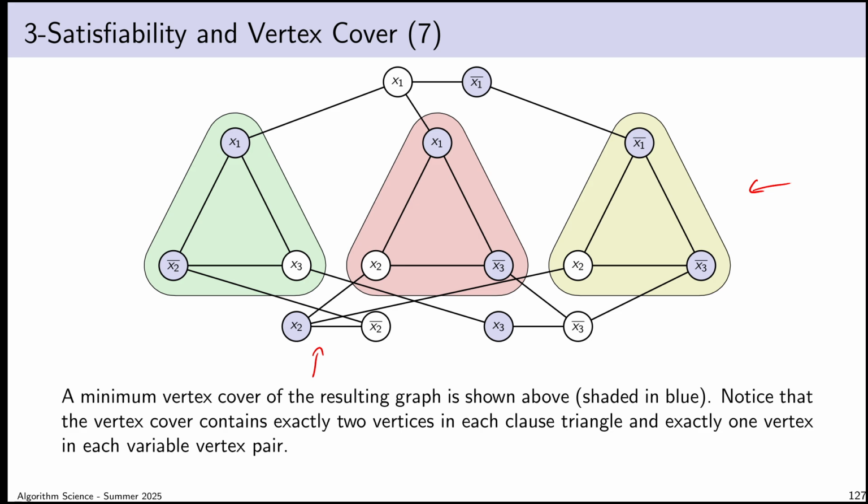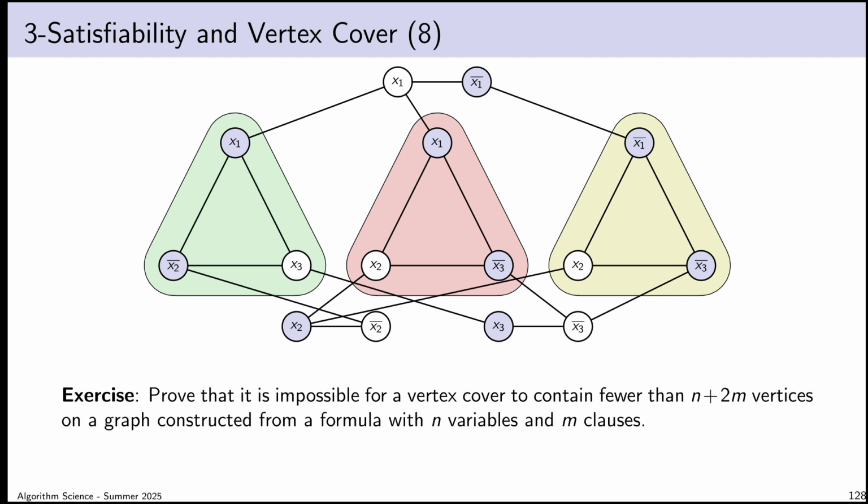Actually, we can go further and observe that any vertex cover, minimum or not, no matter which one you choose, must have that property. You need at least 2 vertices from each of the clause triangles and at least 1 vertex from each variable vertex pair for the vertex cover to make any sense. Because there are 3 edges internally in each triangle and you need to cover all of them. So how are you going to do that unless you choose at least 2 of the vertices from the triangle? Similarly, to cover the edge between the variable and its inverse, you have to choose either x1 or not x1. So here is a minimum vertex cover.